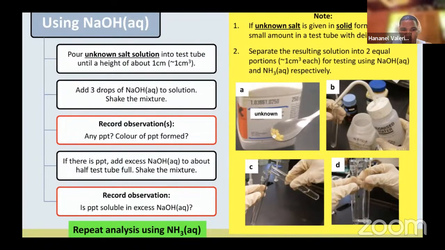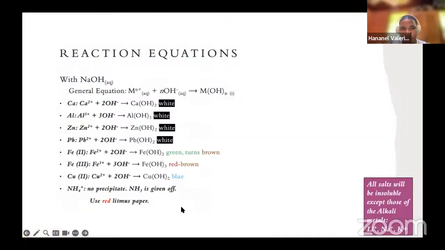Is the precipitate soluble in excess? And that's what you would have, okay? So that's the process essentially. And these observations are usually what we get for the exam. And we're going to do the same thing with ammonia now, the exact same procedure: add 3 drops of ammonia, record observations, put in excess, and record observations.